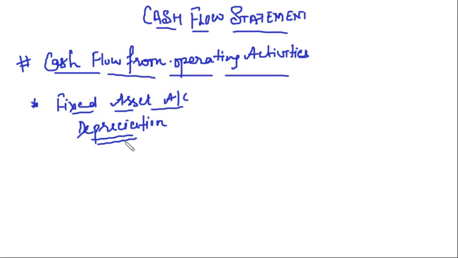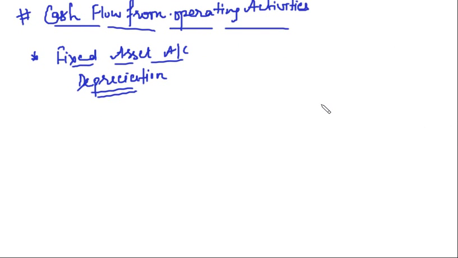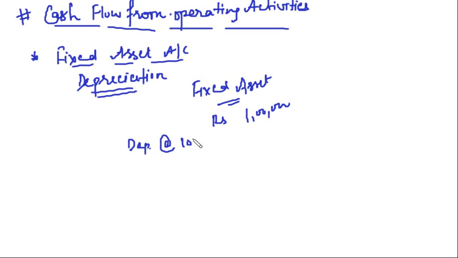Now, if we are charging depreciation on a fixed asset, let's take an example. Let's say you have a fixed asset of rupees 1 lakh appearing in the balance sheet, and you have to charge depreciation at the rate of 10%. Now, what is the amount of depreciation? The amount of depreciation is 1 lakh multiplied by 10%, that is rupees 10,000.